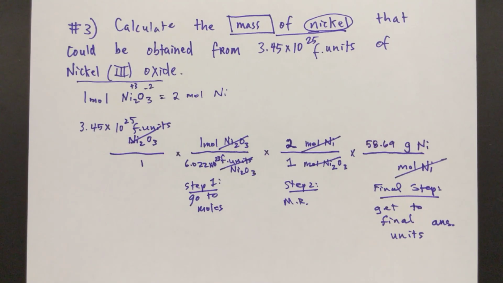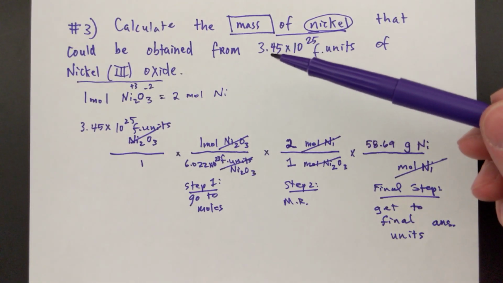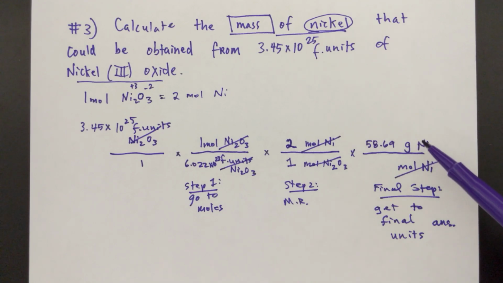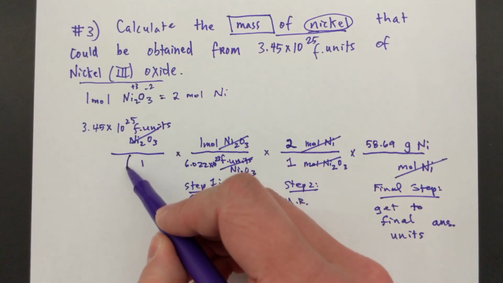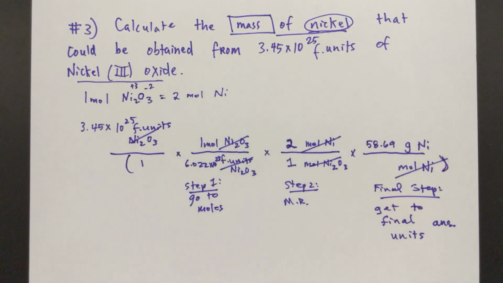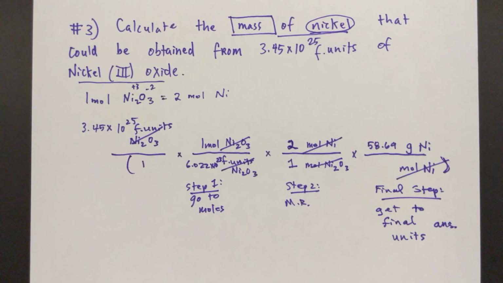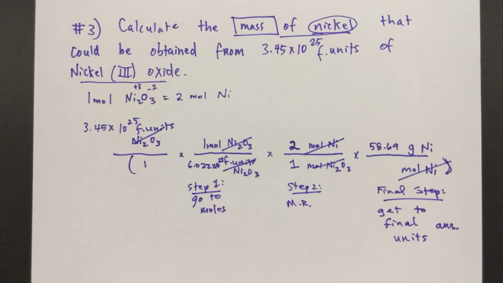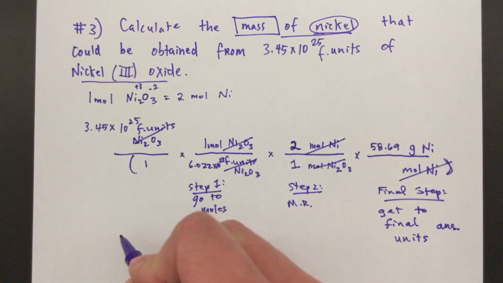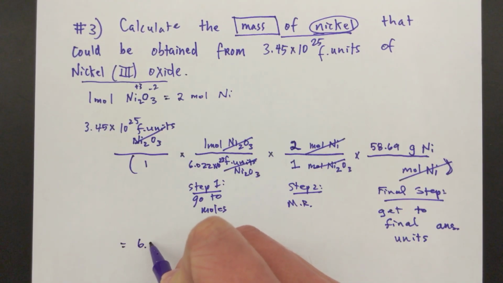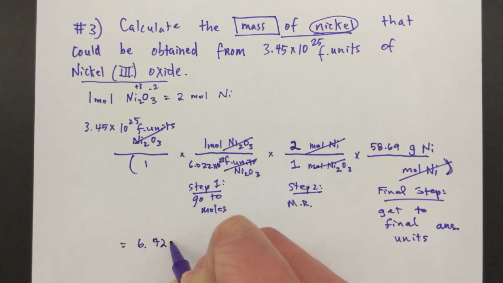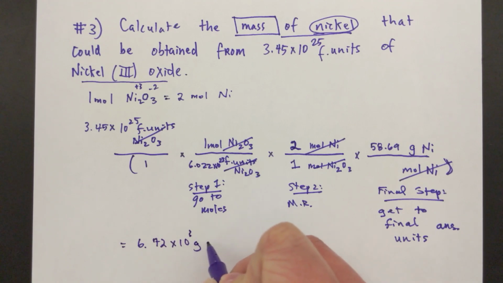And I know that I'm finished with this problem because I'm asked to find mass, and I'm left with only grams of nickel on top. When you place this in your calculator, please make sure that you are putting parentheses around the bottom to ensure that your calculator is following proper order of operations. So when you complete this, your final answer should be 6.72 times 10 to the 3rd grams of nickel.